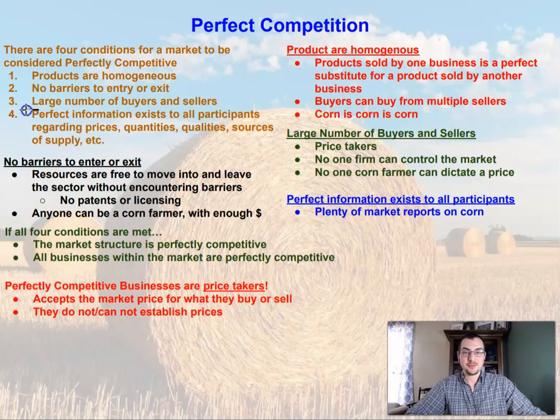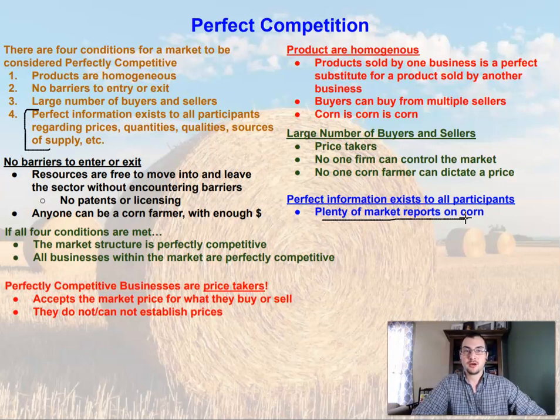Now, the last aspect is perfect information exists to all participants regarding prices, qualities, quantities, and sources of supply. There are plenty of market reports on corn. I keep coming back to corn as an example. In reality, we know that a lot of agricultural commodities come very close to this perfect competition.